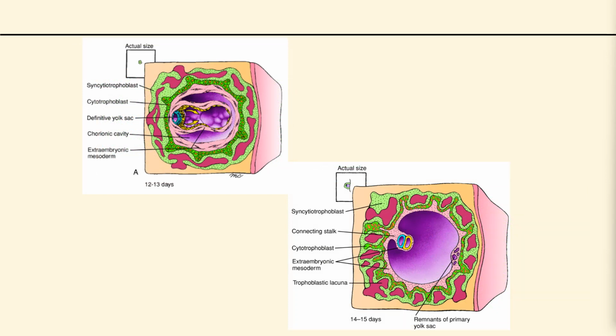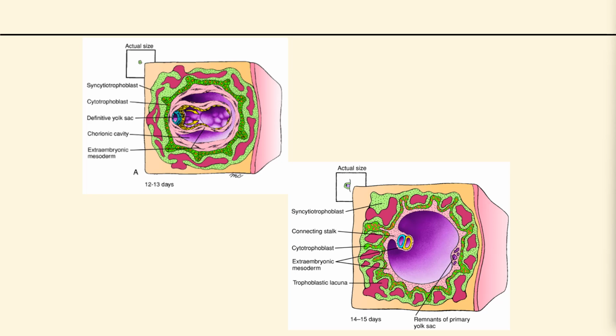Moving forward in development to the first image, we can see our bilaminar disc. Remember, gastrulation doesn't occur until the 3rd week. But at this time we can see that the primary yolk sac is currently being displaced by a second round of hypoblast migration and the formation of the definitive or secondary yolk sac. Looking at the extraembryonic mesoderm, we can see the chorionic cavity has increased in size and is pinching the extraembryonic mesoderm dorsally.